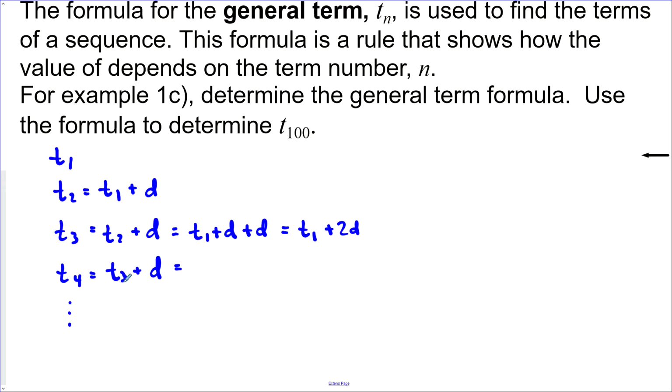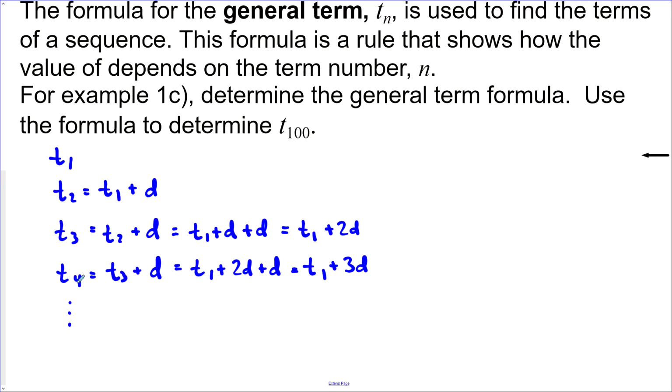So let's replace T3 with this. So we got T1 plus 2D, and then the plus D from this right here. So actually T4 is just T1 plus 3 common differences. Now this makes sense because we started here and we went 1, 2, 3 common differences up, and we got T4.